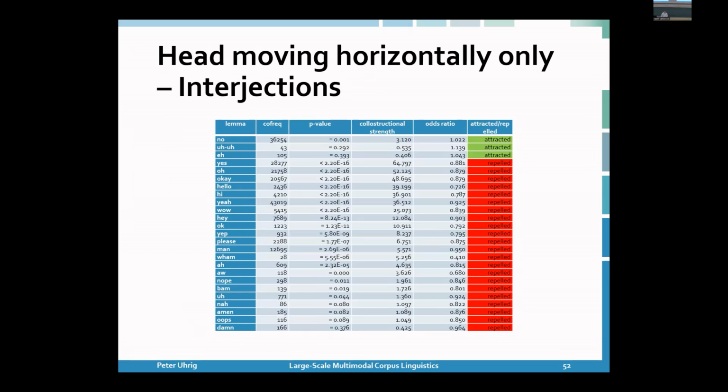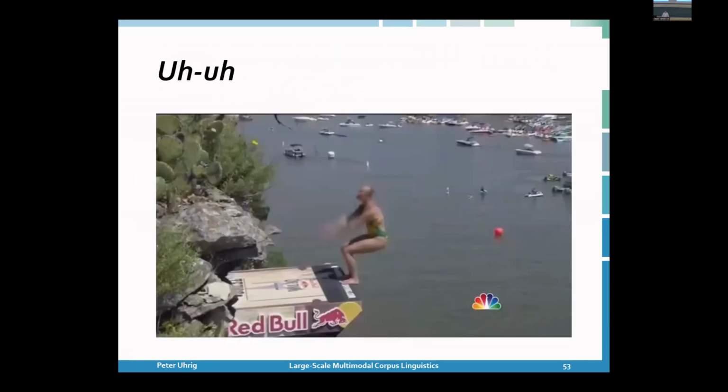But for our purposes here, for horizontal head movement, we find pretty much what we expect. We have no as most strongly attracted in terms of collostructional strength. The odds ratio is not as strong. We'll get to why in a minute. I'll show you an example. And the other one, which I also have examples of but didn't include in this. And then we get the repelled one. The most strongly repelled one is yes. So that actually seems to work quite well. And it looks like this.